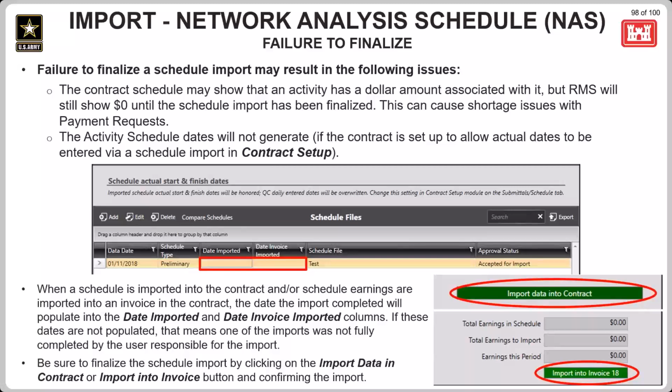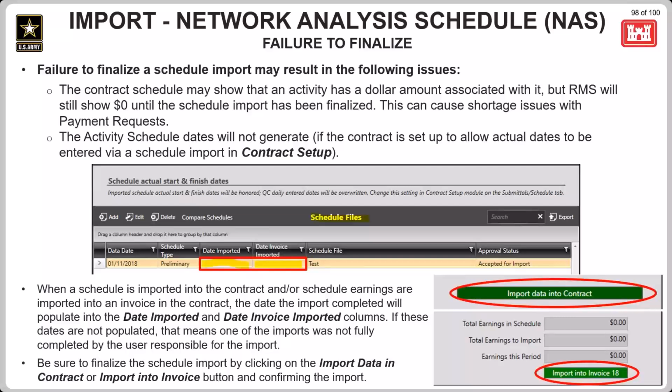What they'll want to see here in the import network analysis schedule module in the selection view for the schedule files is a date under the date imported column first, and then the import into invoice action can be performed, and that will then fill in the date invoice imported date in this column. If there's a date missing in either of these columns, then that import did not finalize and the most current data is not yet in RMS.